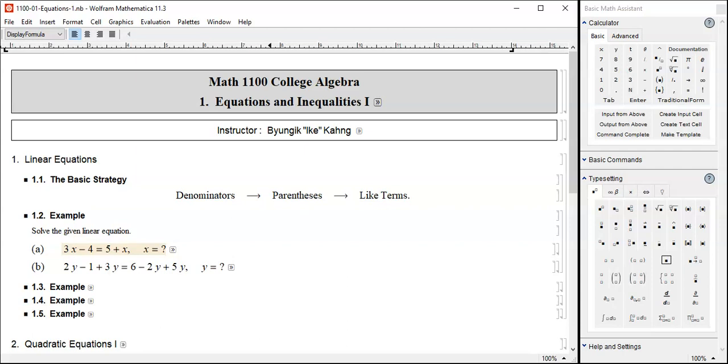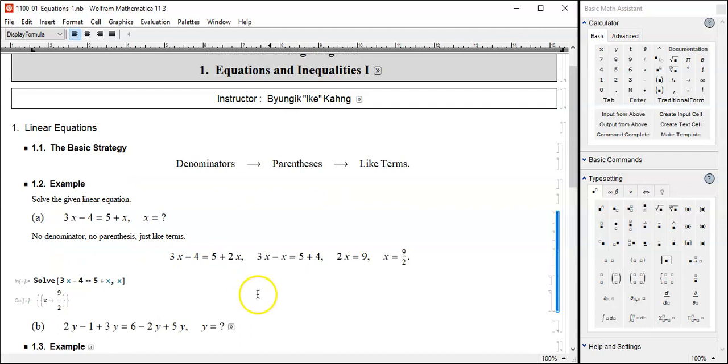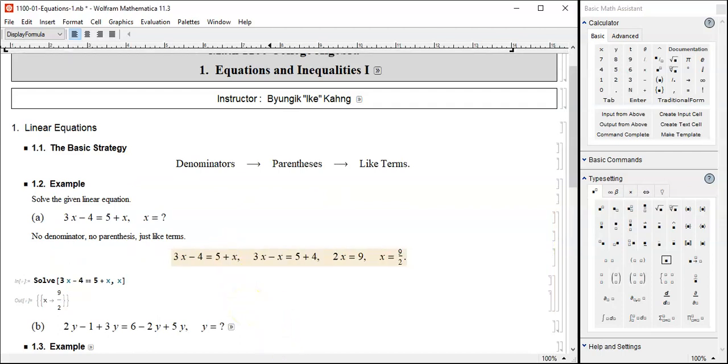Do you see any denominator? No. Parentheses? No. Like terms? Yes, there are some like terms. 3x and x, they are like terms. -4, 5, those are like terms, and then you can combine all those. How do we do that? Well, here we go. Sorry about the typo. Okay, just copy and paste. That's where we start.